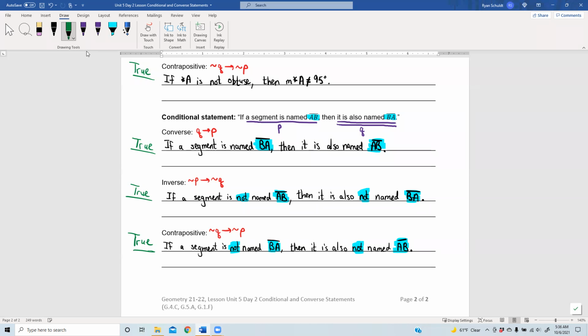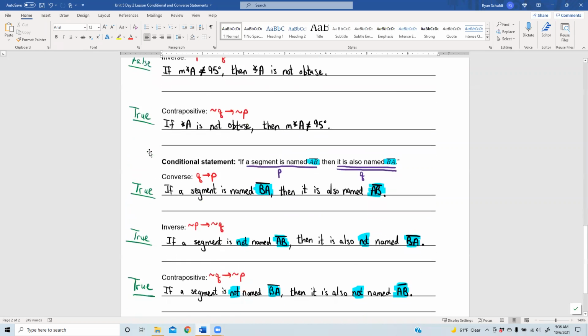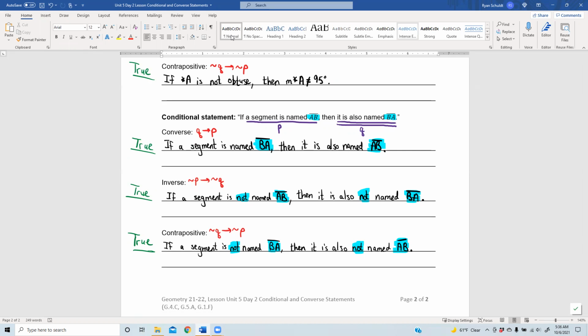Okay, so that's the notes for day 2. So stay tuned for the guided practice.